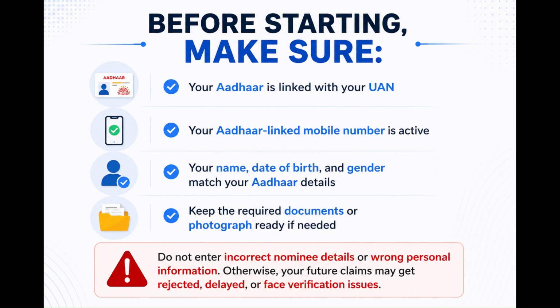Before starting, make sure your Aadhaar is linked with your UAN, your mobile number linked with Aadhaar is active, and your name, date of birth and gender match with your Aadhaar details. Keep the required documents or photographs ready if needed. And also do not enter incorrect nominee details or wrong personal information. Otherwise, your future claims may get rejected or delayed. So here is the step-by-step process.